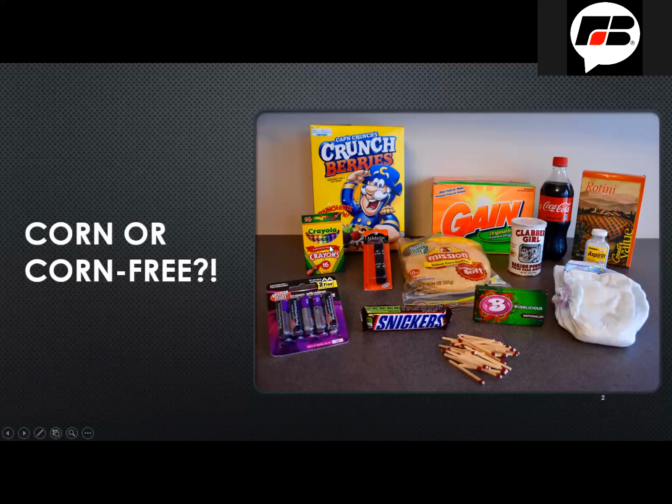Our crayons have corn oil in them. Laundry soap has cornstarch. We use corn flour for our tortillas. We can use corn for our bubble gum and Snickers and Coca-Cola. They all contain corn syrup to help make those. So corn is found in a lot of food products we use and a lot of other things as well, like batteries and the crayons that we color with, laundry soap, just to name a few.